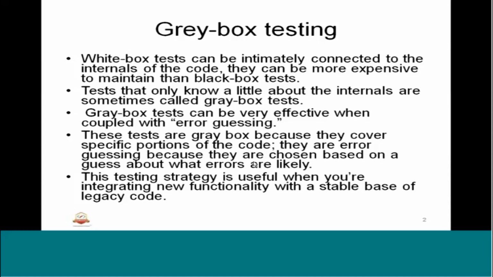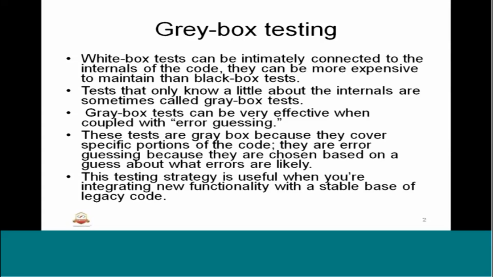Then the user has knowledge about what likely failures could come, and based on his knowledge about the system and about the code, he will balance between a specific portion of the code as well as the black box features. So he will apply certain test cases. That test mechanism is called gray box testing.